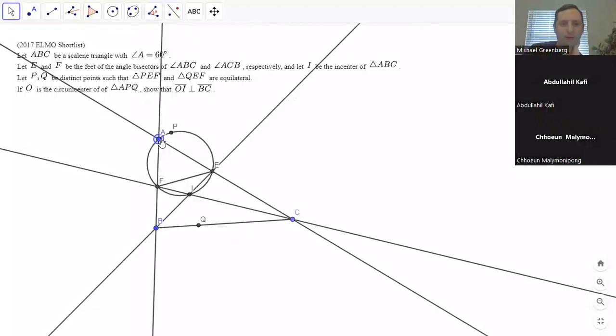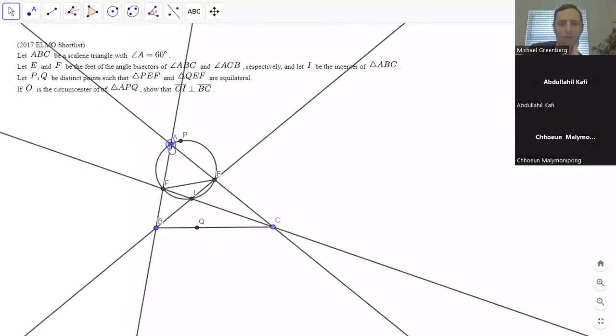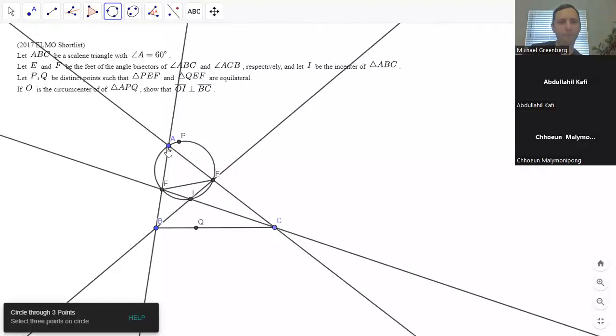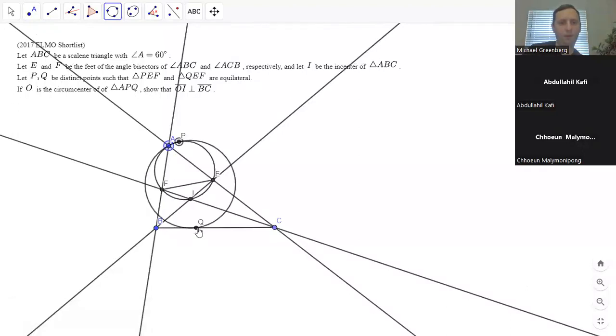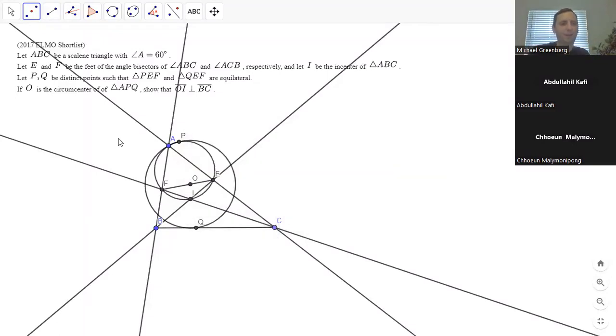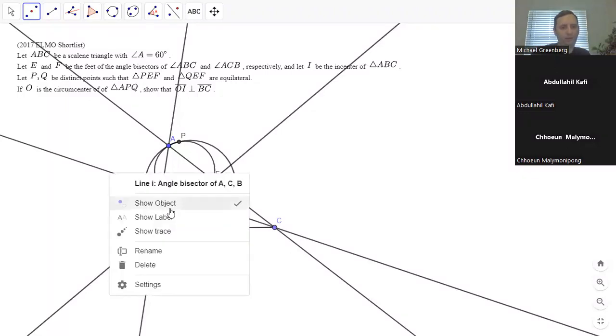I think that's well known, although I don't remember the proof, so we could try to prove it. So O is the circumcenter of APQ. And we want to show OI is perpendicular to BC. Oh, and it looks like O lies on EF, so GeoGebra is helping us a lot here. Let's make it look nicer.